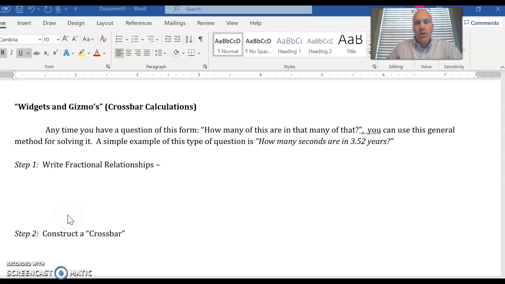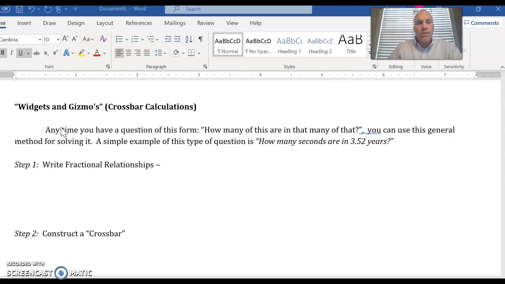So in this video, we're going to talk about a general mathematical method that we're going to be using in the near future to solve certain types of chemistry problems. This goes by different names depending on who's teaching the class. Sometimes it's described as crossbar calculations. In my class, I refer to it as widgets and gizmos. But whichever the name is, the method is generally the same.